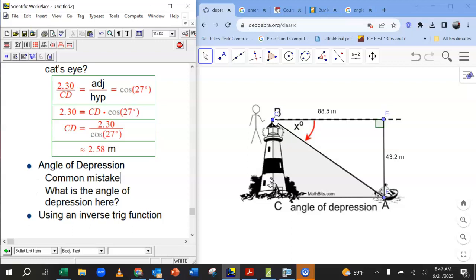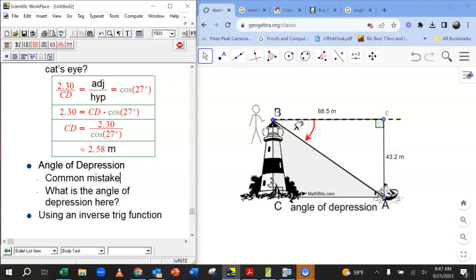So there are two ways to fix that. One is, don't be afraid to draw more stuff. There's a point hovering in the air above the boat. It's not a physical object, but it's totally geometrically meaningful. Draw this triangle. Now the angle of depression is an angle inside a triangle that you're looking at. That helps a lot, okay?